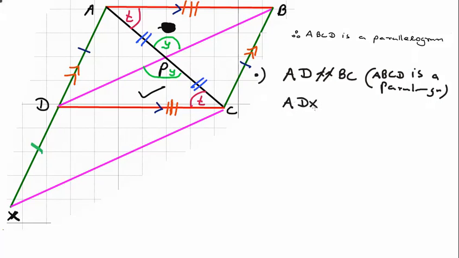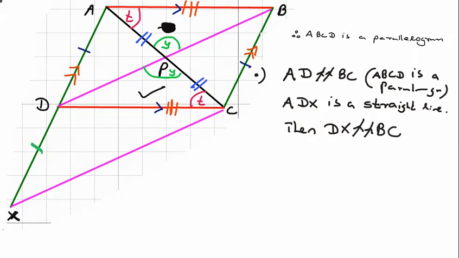ADX is a straight line. Who said it's a straight line? The one who gave the question has told us ADX is a straight line. Therefore, what can we say? DX should be parallel to BC. All right. So we can put two arrows here too.